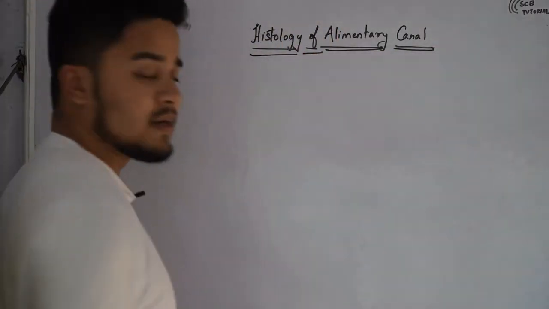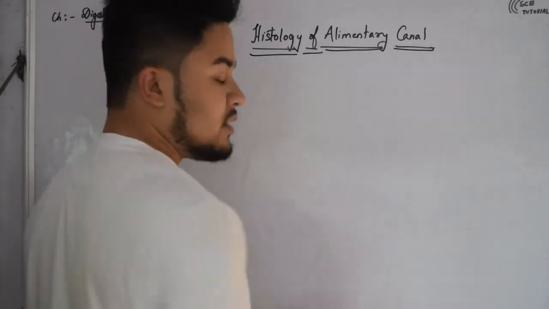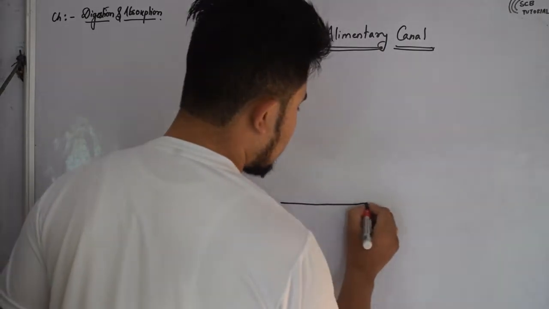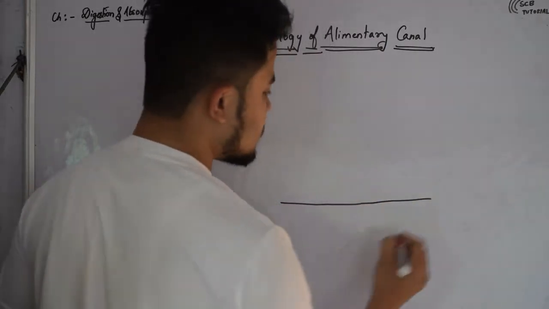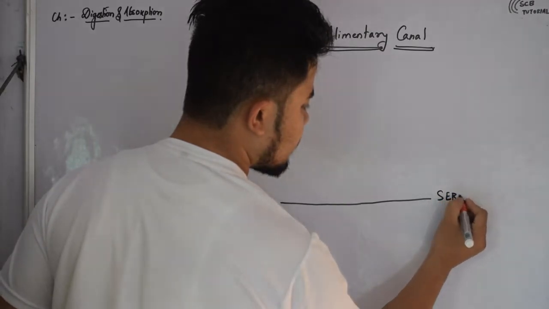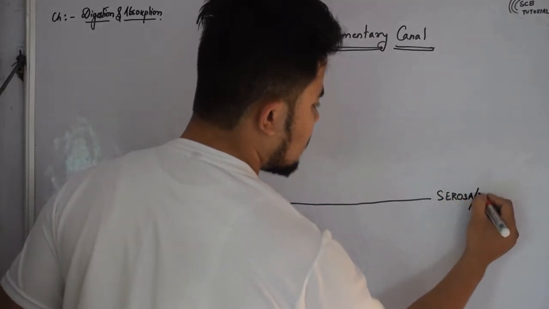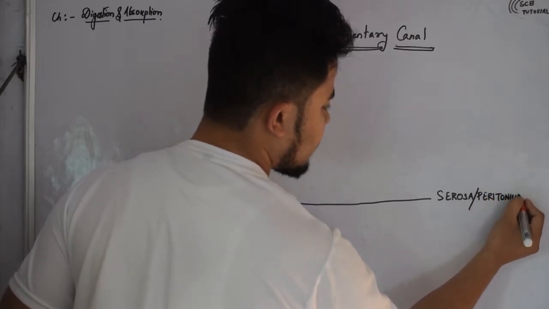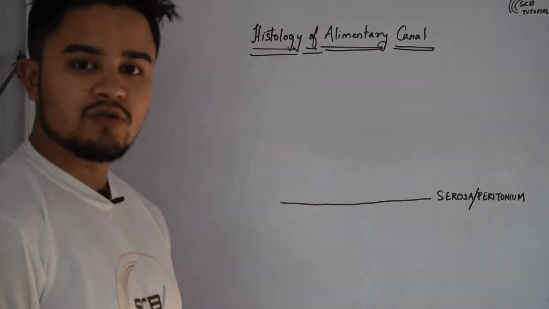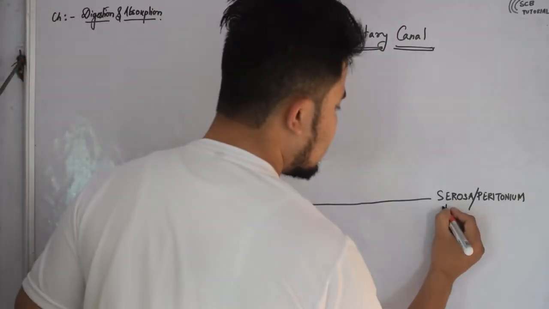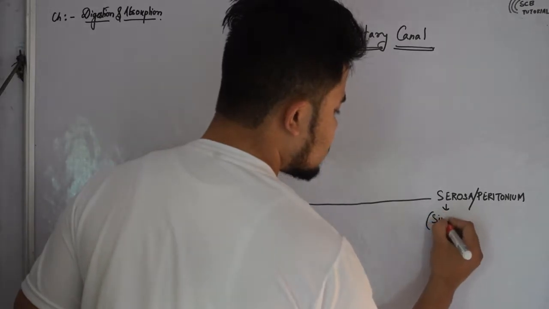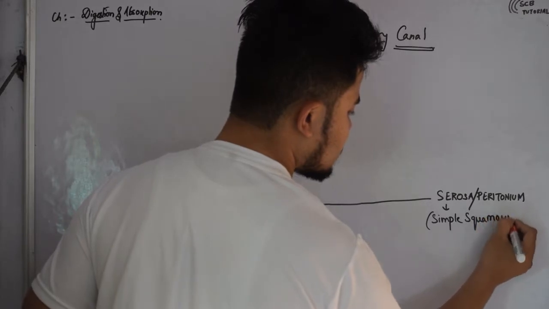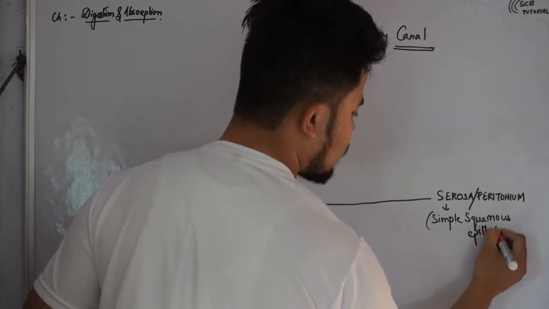So, histology of alimentary canal. Our alimentary canal is made up of different layers of tissue. The outermost layer of the tissue, which is actually a covering, is called the serosa or peritoneum. This layer is made up of simple squamous epithelium. This is the outermost layer.